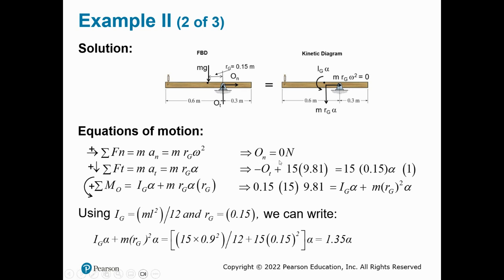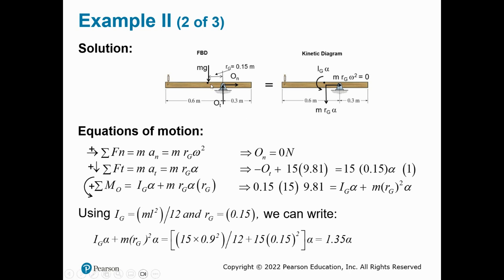Notice that your On equals 0 Newton horizontally, since horizontally On is the only force. That means that force has got to be 0 so that it can be in equilibrium. That's why m r_G omega squared equals 0. And then the rest of them, again, we're looking at a rod, so plug in the I_G, that will be 1 over 12 m L squared. And then your r_G is 0.15.